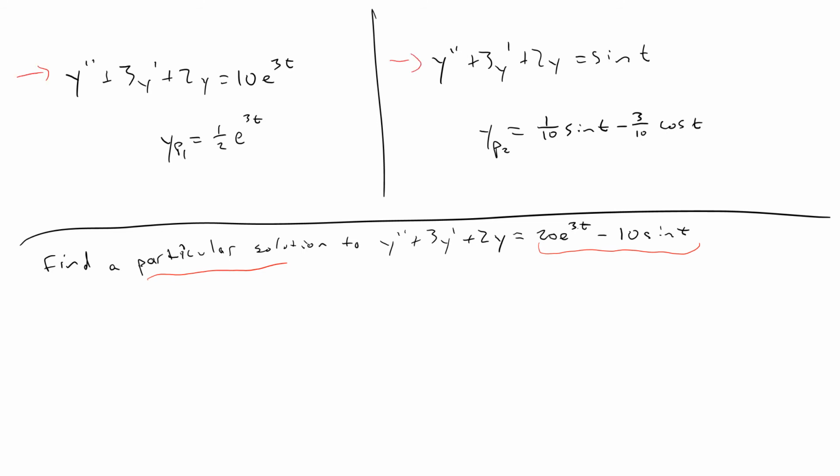y'' + 3y' + 2y = 10e^(3t), and then y'' + 3y' + 2y = sin t. If you look back in your notes, we found a particular solution to each of these. The particular solution to the first one was 1/2 e^(3t), and the particular solution to the second one was 1/10 sin t − 3/10 cos t.